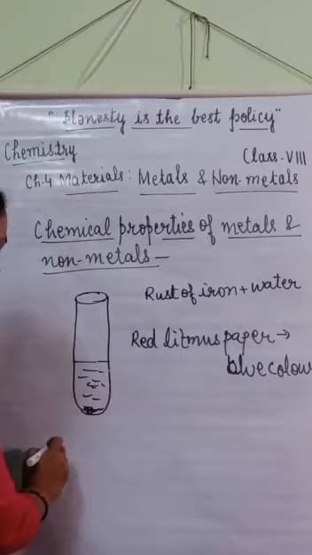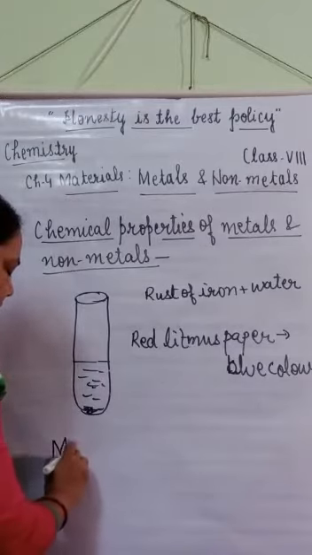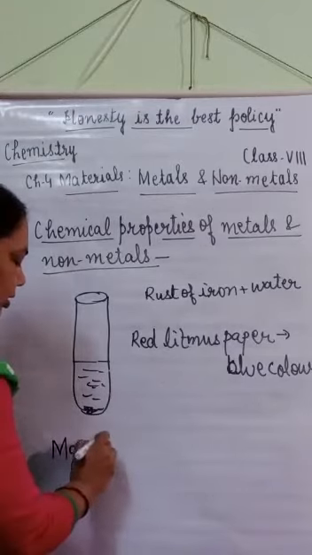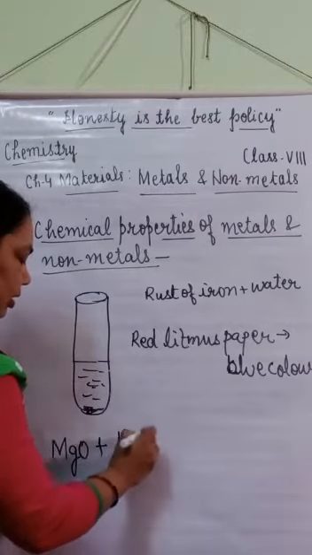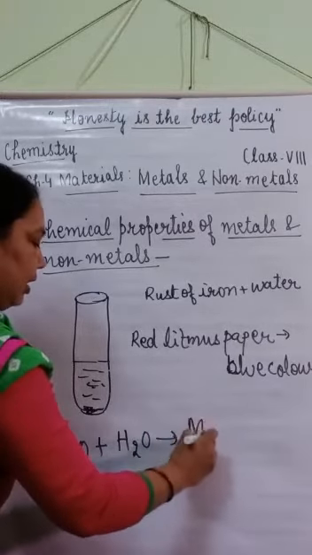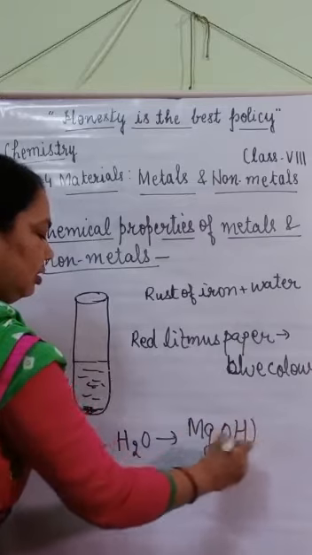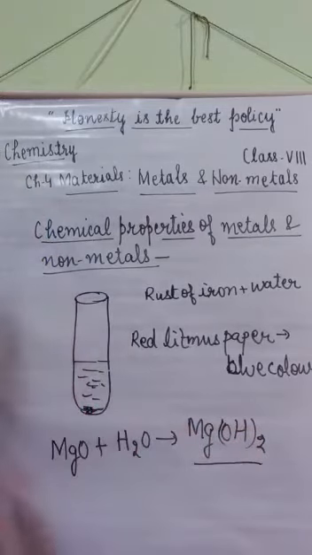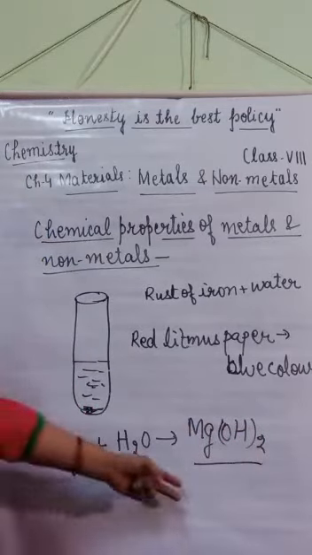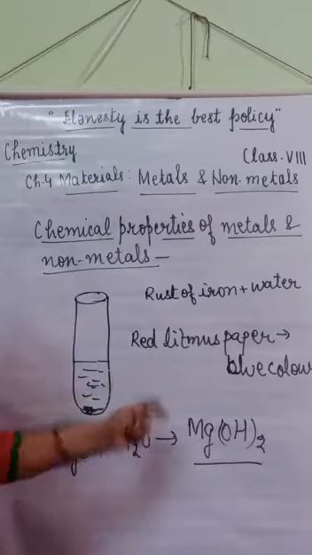Now when we take oxide of magnesium and it dissolves in water, it forms magnesium hydroxide, which is basic in nature. We can also test by using red litmus paper.